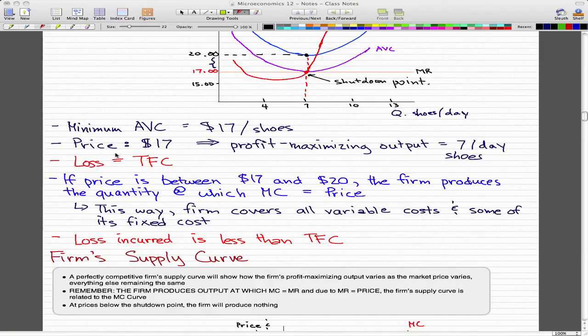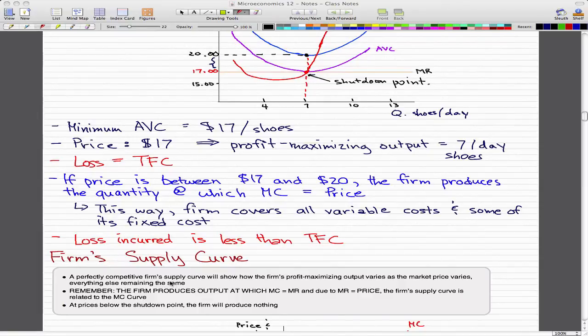So we're going to talk about the firm's supply curve. Now, a perfectly competitive firm's supply curve shows how the firm's profit maximizing output varies as the market price varies, other things being the same, of course. Because the firm produces the output at which marginal cost equals marginal revenue, and because marginal revenue equals price, the firm's supply curve is ultimately linked to the marginal cost curve.